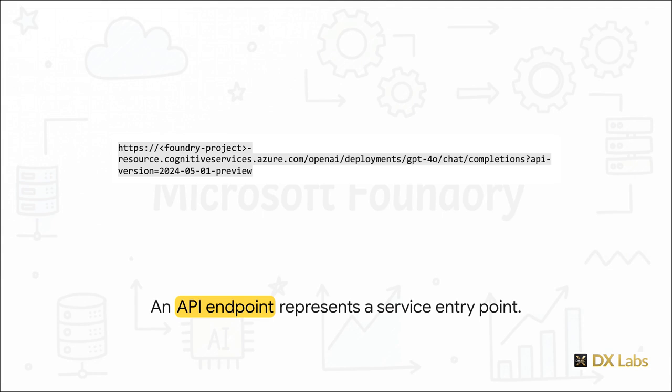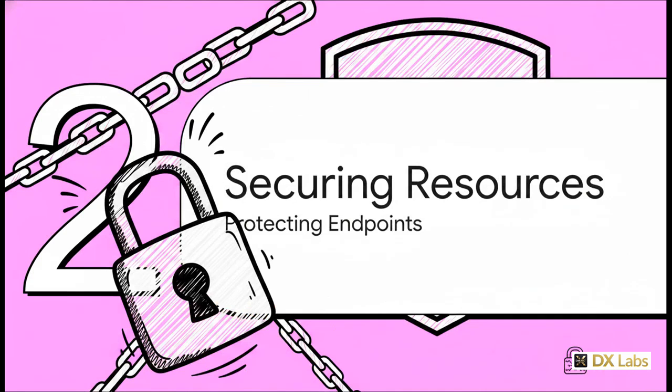But instead of being built for a human typing into a web browser, it's built specifically for your client application code to connect to. And here's an exam spotter alert for you. When you're looking at a test question, identify an endpoint by looking for that standard HTTPS web address format. It is the literal digital doorway to your AI models. Moving right along to Section 2, securing resources and protecting those endpoints.